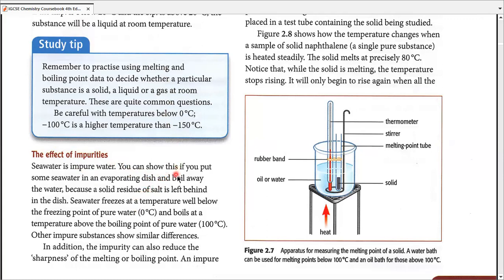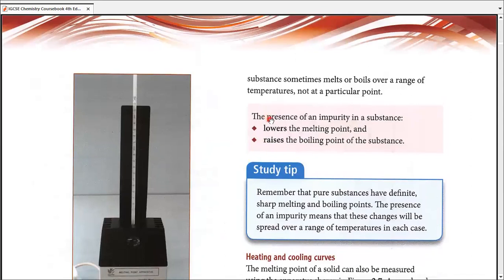that solution? First, if you take seawater in an evaporating dish and boil the water away, you'll get a solid residue of the salt. Seawater freezes at a temperature well below the freezing point of water, 0 degrees centigrade, or boils above the boiling point of pure water, 100 degrees centigrade. So what's going to happen is that impurity can reduce the sharpness of the melting or boiling point, and impurity is going to make the substance melt or boil over a range of temperatures, not at a particular point.